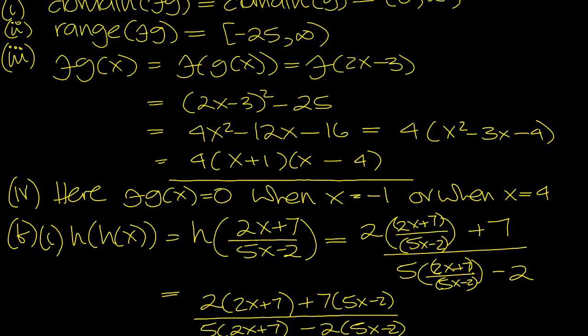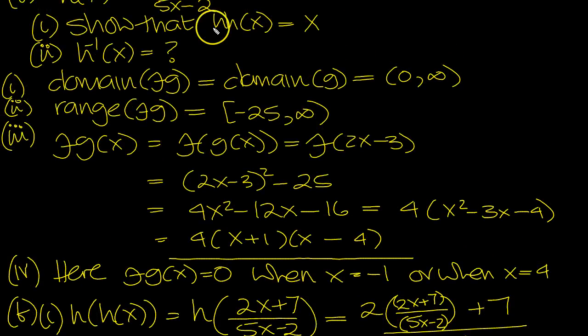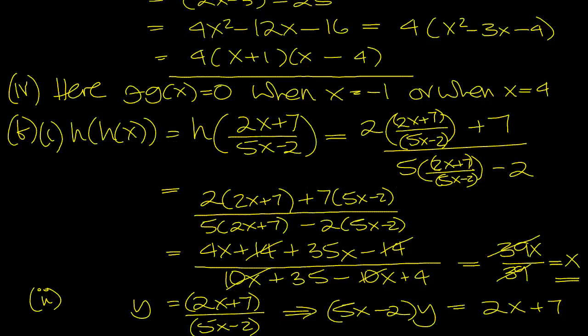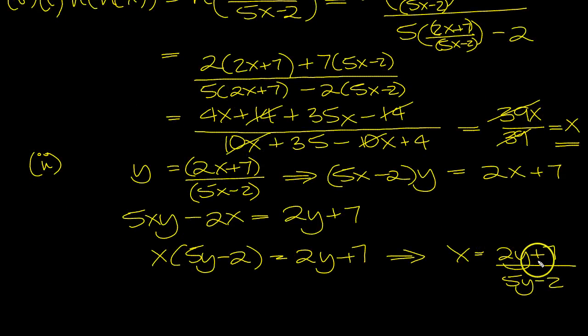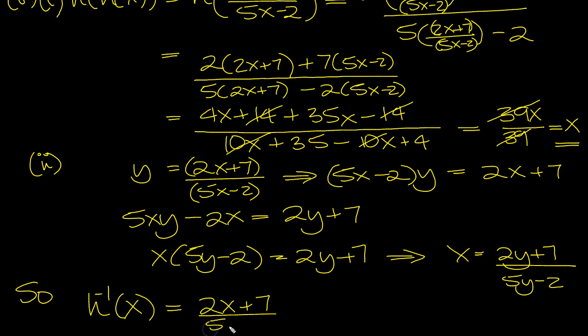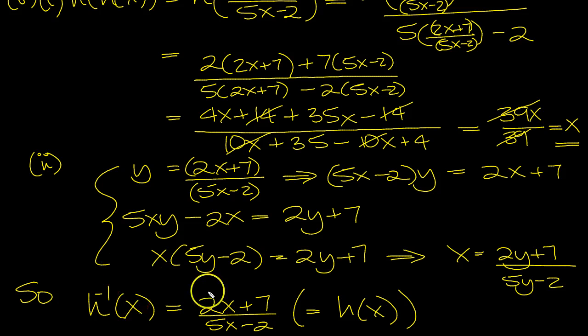But we really didn't need to do all that, did we? Because we know the inverse, this times its inverse, is the identity function. So we already know what h minus 1 is because it's equal to h, which is what is illustrated here. So h minus 1 of x, just writing it down, will be 2x plus 7 over 5x minus 2. And that equals h of x. So this work was really unnecessary, because we could have just got it from before.